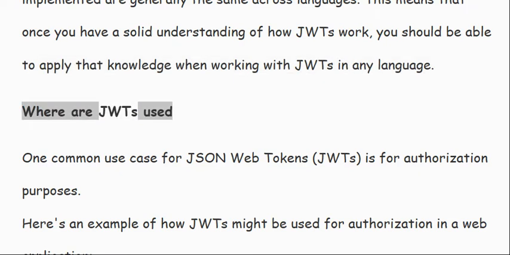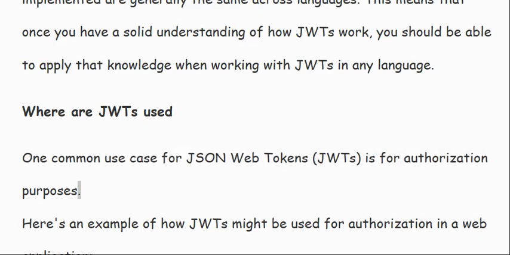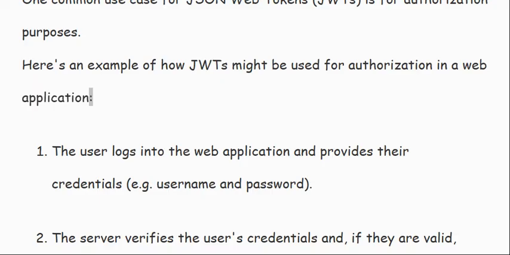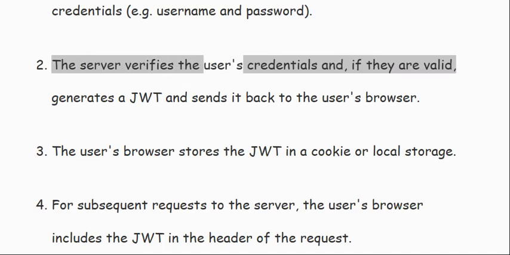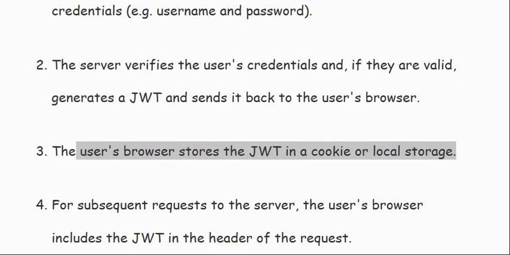Where are JWTs used? One common use case for JSON Web Tokens (JWTs) is for authorization purposes. Here is an example of how JWTs might be used for authorization in a web application. The user logs into the web application and provides their credentials, username and password. The server verifies the user's credentials and, if they are valid, generates a JWT and sends it back to the user's browser. The user's browser stores the JWT in a cookie or local storage.